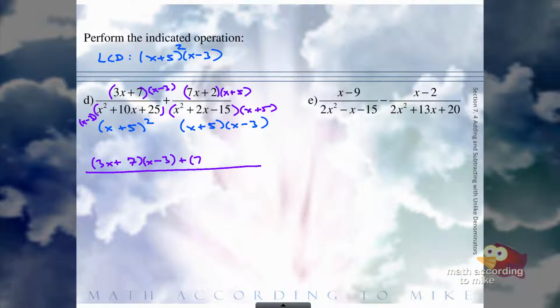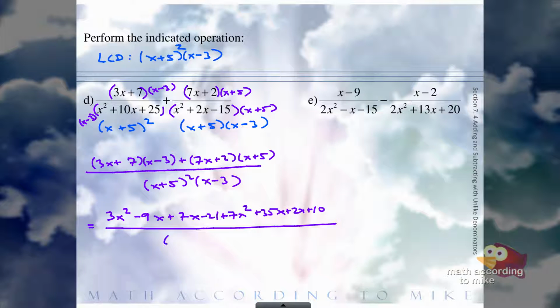Second fraction's denominator, x plus 5, x minus 3. Compare that to the LCD. What's missing? We need one more x plus 5. Okay, so the new fraction, the numerator is 3 times (x plus 7) times (x minus 3), plus goes in between them, 7x plus 2 times (x plus 5), all over the LCD, (x plus 5) squared times (x minus 3).